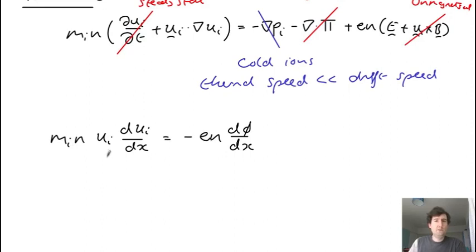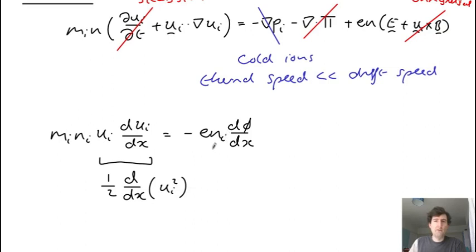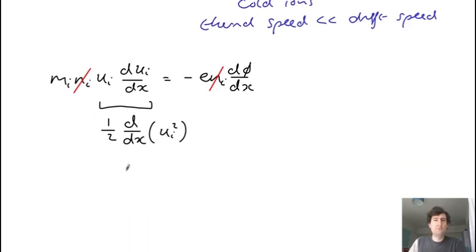Then we can integrate some of this up, so this is n_i here. This part is, right, a half, and then d by dx of u_i squared. And here we also have an n_i, so of course the n_i's can cancel. So those n's cancel. We've got something which looks like a half m times a u squared. This is basically a kinetic energy. And we have an e times a potential. So this is a potential energy. And this is just giving us conservation of energy.